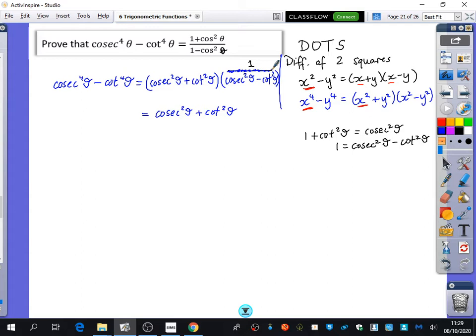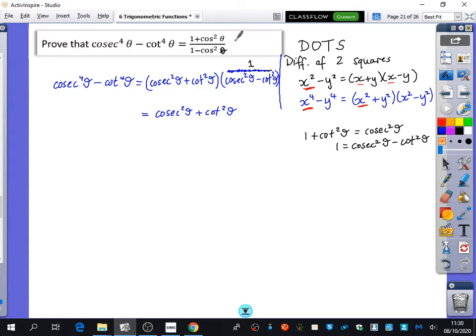And now what do you think we should do? Does the identity feel like it will be useful? Doesn't cot squared theta equal cosec squared theta minus 1? So yeah, we could use the identity again, but I'm probably just going to go back to the previous tips that we had done before, okay? Because if we use that one again, we're just going to keep getting stuck. We're never going to be able to get it to this stage that we have here.